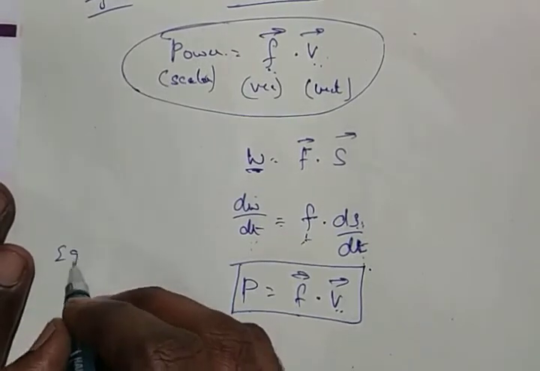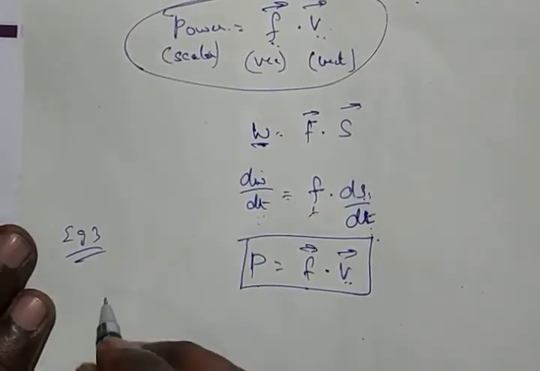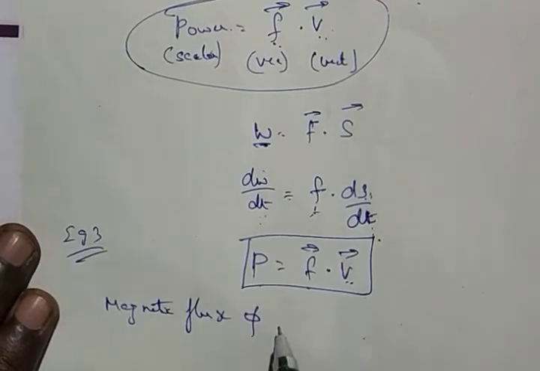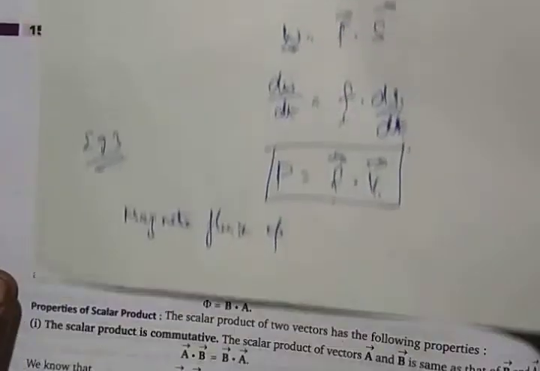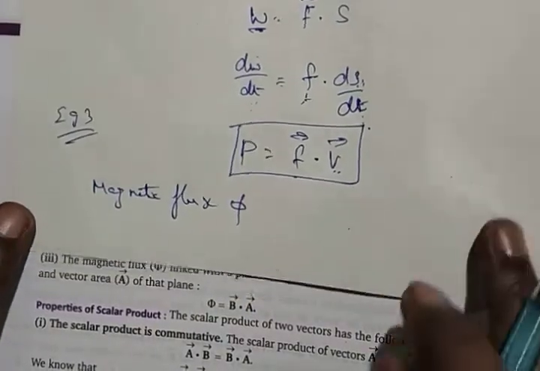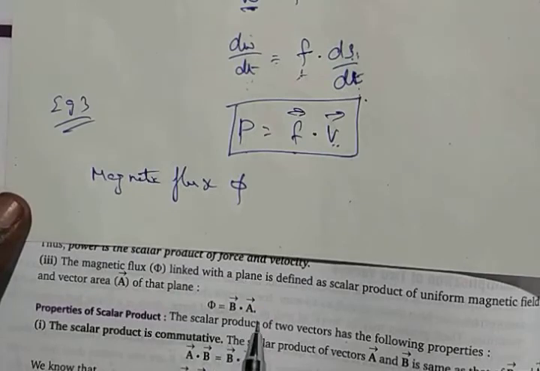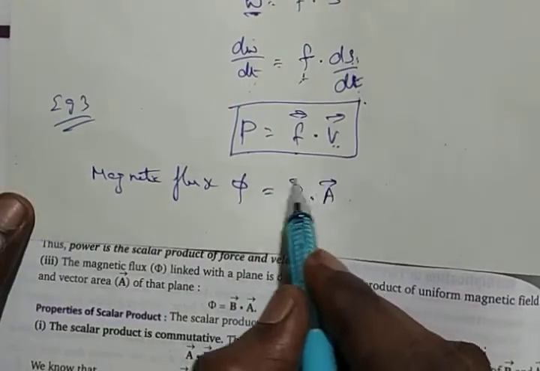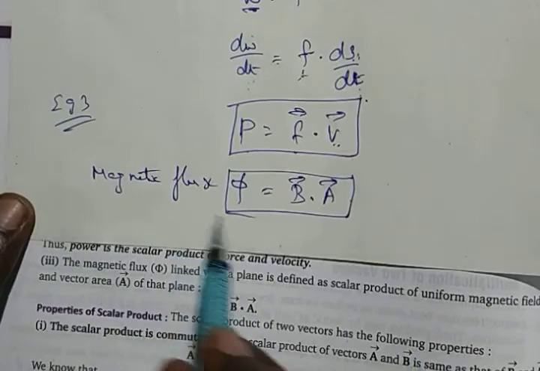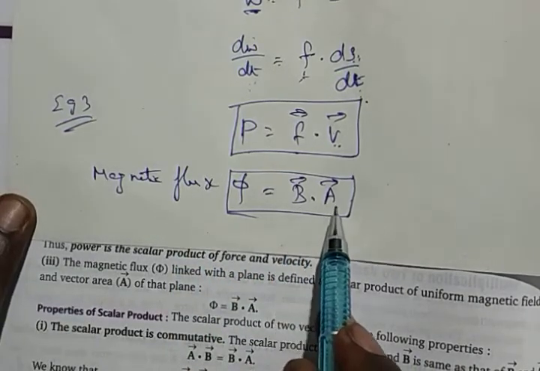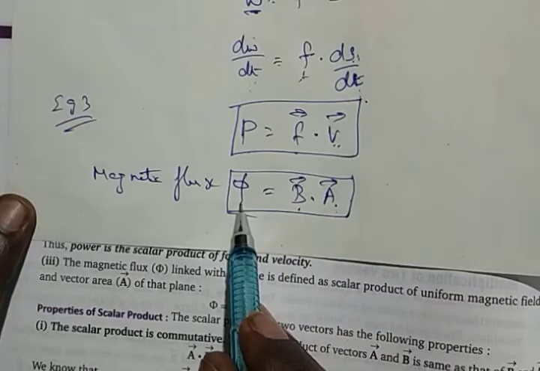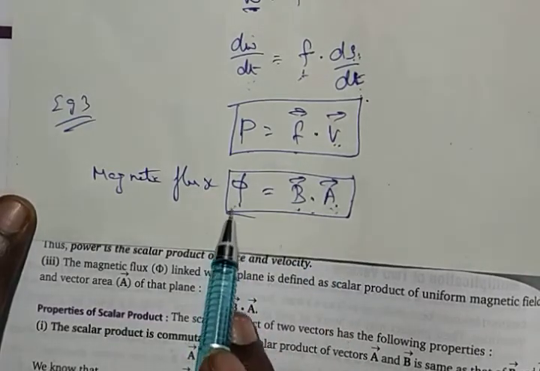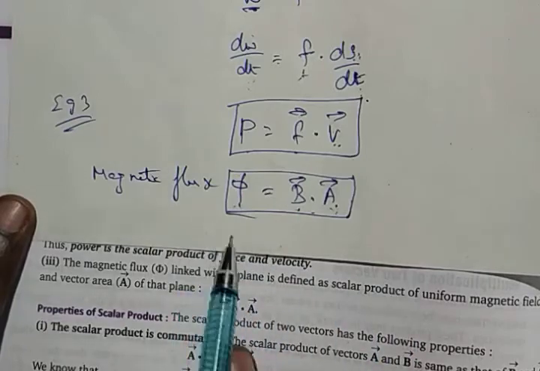Third example, example number 3. You will also study next year magnetic flux, that is called phi. So magnetic flux phi, it is given here as B is the magnetic field and A is the area vector. Area also is a vector quantity. So it is going to be equal to B dot A. This one we will be studying much in the next year. Magnetic flux is equal to the magnetic field vector dot the area vector. So three examples we have seen with respect to two vectors multiplied and you get a scalar answer. And all these scalars are used in physics. So that's why we have determined the three examples here.